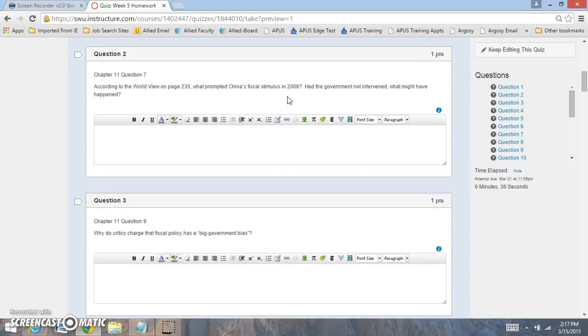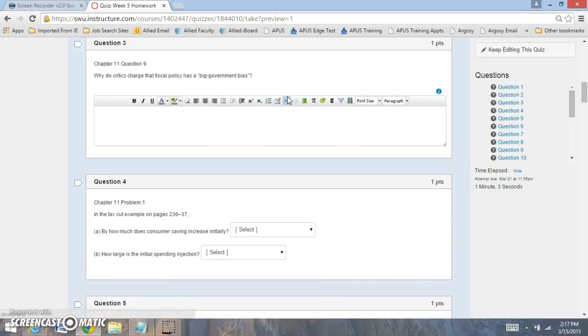Question 2. What prompted China's fiscal stimulus in 2008? Had the government not intervened, what might have happened? So the government of China was focused on creating stimulus. If they did not create this stimulus, would it have caused a recession or not? Make sure to focus on the 2 main important areas of an economy. Businesses and consumers.